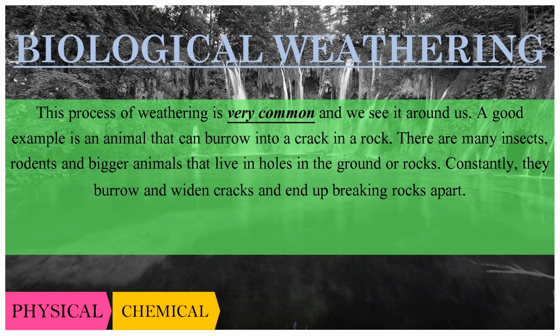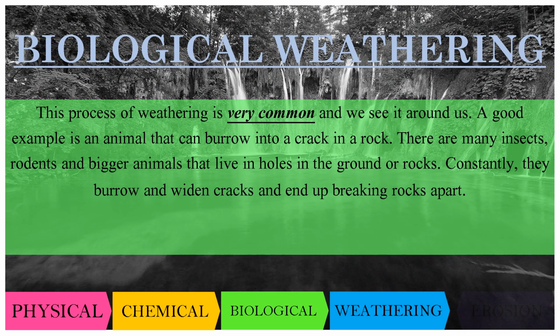Another type of weathering is called biological weathering. This process of weathering is very common, and we see it around us. A good example is an animal that can burrow into a crack in a rock. There are many insects, rodents, and bigger animals that live in holes in the ground or rocks. Constantly, they burrow and widen rocks and end up breaking rocks apart.